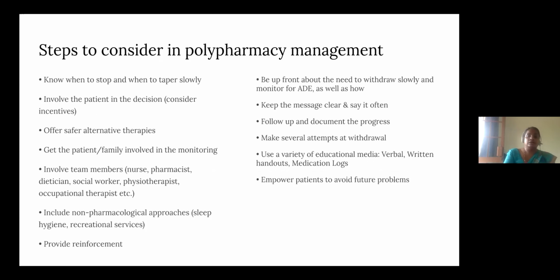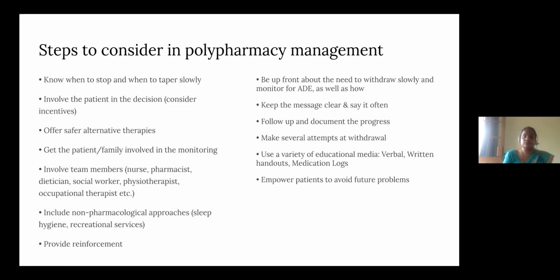So there are steps to consider in polypharmacy management. Know when to stop and when to taper slowly. Involve the patient in the decision. Offer safe alternative therapies. Get the patient and family involved in monitoring. Involve team members. Include non-pharmacological approaches.